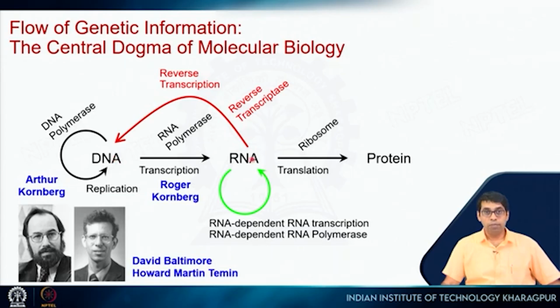DNA to RNA transcription was shown by his son Roger Kornberg. RNA to DNA, the reverse transcription, was shown by David Baltimore and Howard Temin, right? And then RNA-dependent RNA polymerase discovery was also done, and then I will discuss this last step, which is the translation.